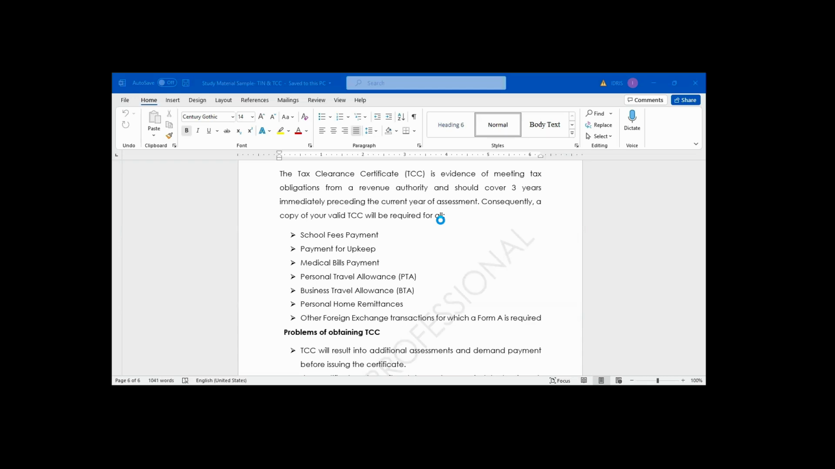Let me repeat it again. Entertainment tax, road tax, stamp duties. Somebody asked, are stamp duties a multiple taxation? No, it's not a multiple taxation. If you are an individual, you pay your stamp duty to the State Board of Internal Revenue Service. But if you are a company, you pay your stamp duties to Federal Inland Revenue Service.